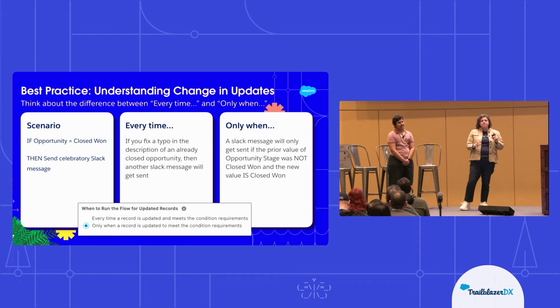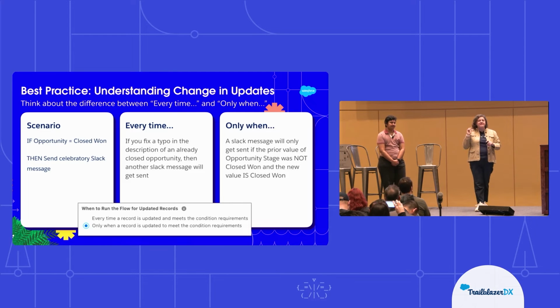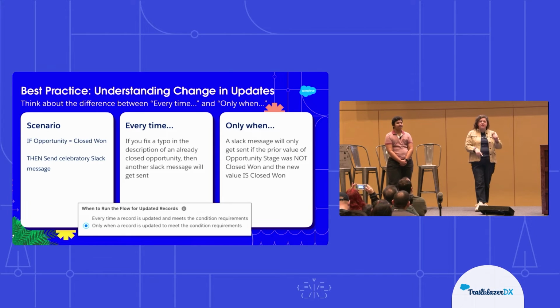Another thing that I think is important, and I will say this tripped me up for a while when I was first building record-triggered flows, so it takes a little getting used to, but it's really powerful once you understand it. And that's our when to run flows for updated records. We have that radio button, either every time the record is updated or only when the specific changes happen.